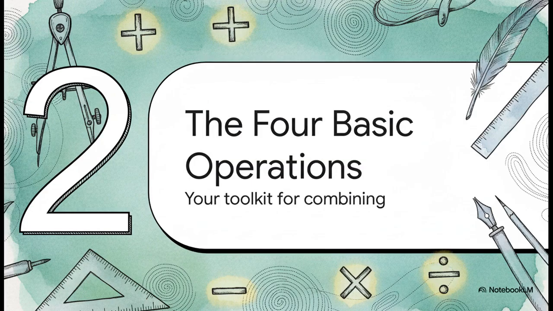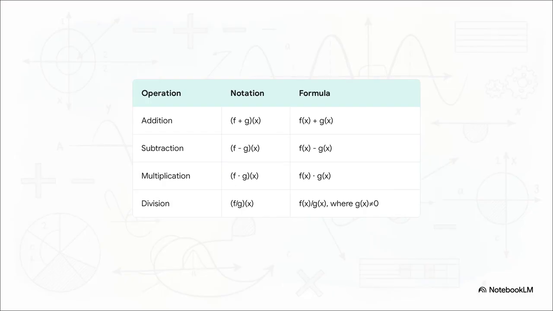So if we're going to treat functions like numbers, what does that actually look like in practice? Let's break down our toolkit. These are the 4 basic operations that are the foundation for everything we're about to do. What's great about this is how straightforward the notation is. That stuff on the left, like f plus g of x, it looks fancy, but it literally just means take f of x and add g of x to it. That's it. And that same simple logic works all the way down the list for subtraction, multiplication, and division. This table right here is your ultimate cheat sheet.